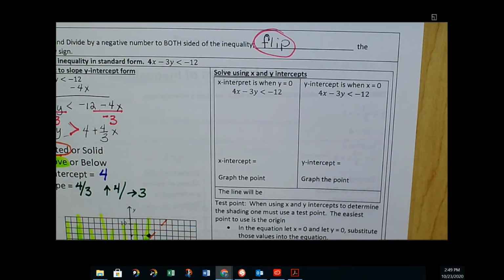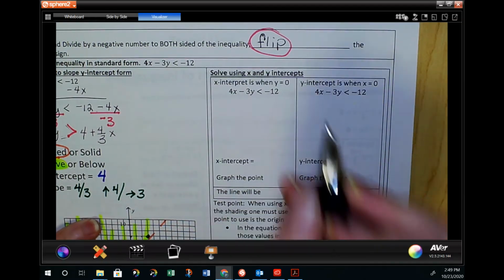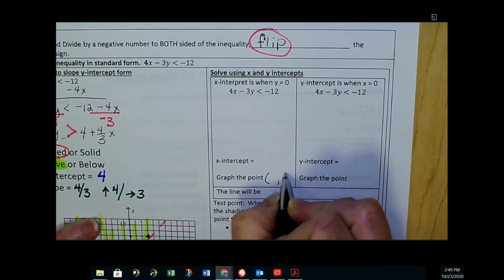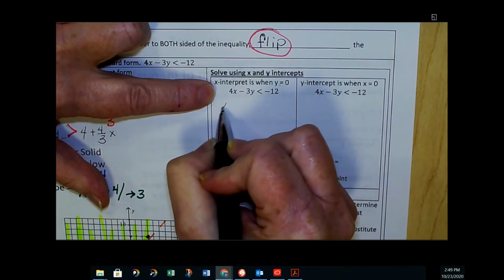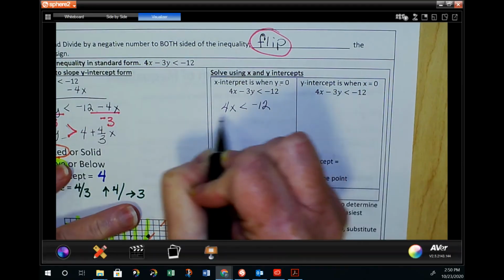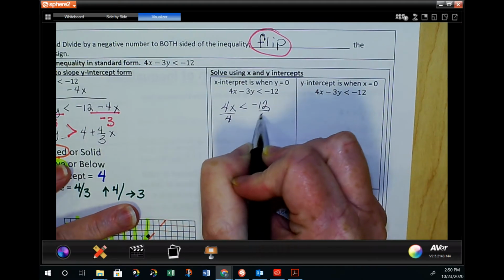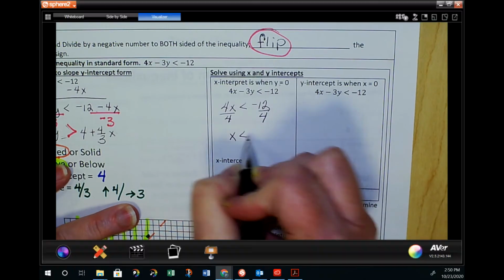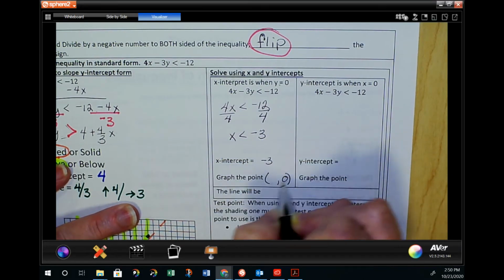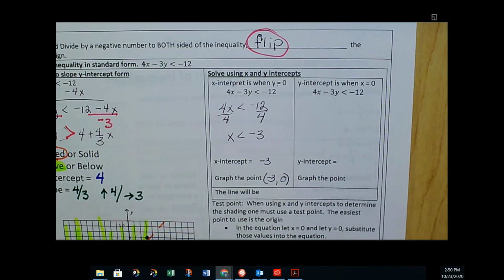And if you use X and Y intercepts, you can most definitely do it this way. For your X-intercept, your Y value is going to be 0. So you have 4X is less than negative 12. And we're going to divide by 4, divide by 4. So X is going to be negative 12 divided by 4, which is negative 3. So your X-intercept is negative 3.